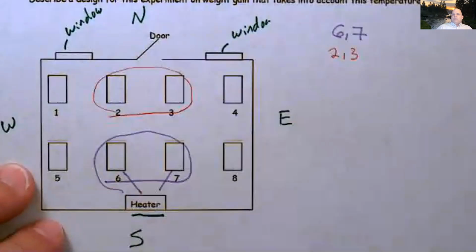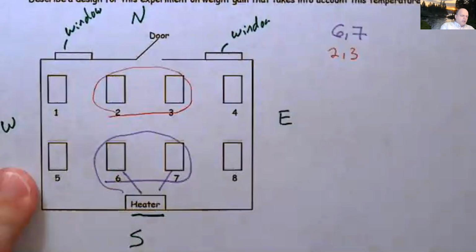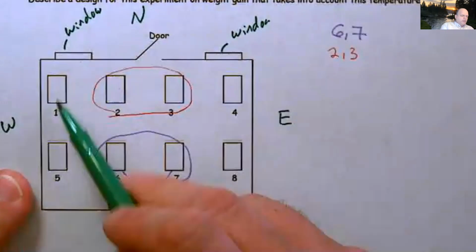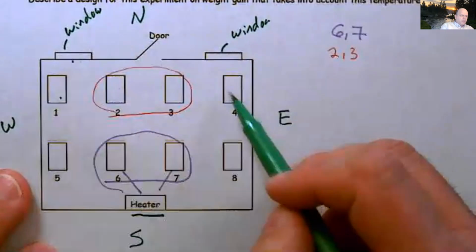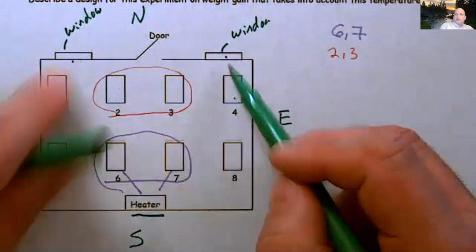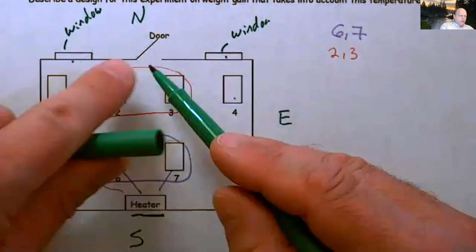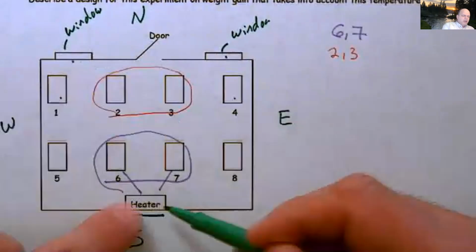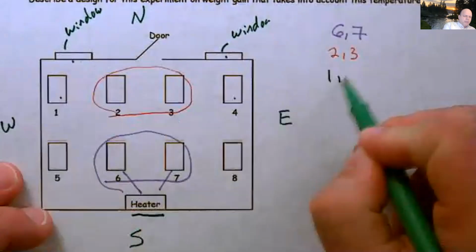Now things are starting to shape up where I can start to see where I might be going. Number 1 is close to this window. Number 4 is close to that window. So they're about the same distance from windows. They're about the same distance from the door. And they're about the same distance from the heater. So 1 and 4 appear to be a good block.